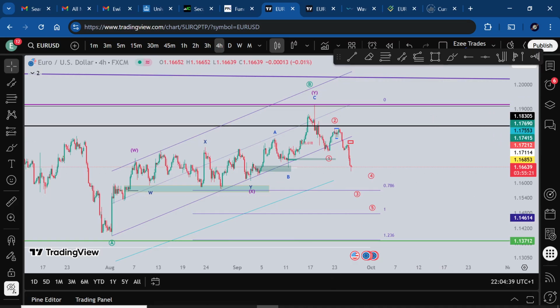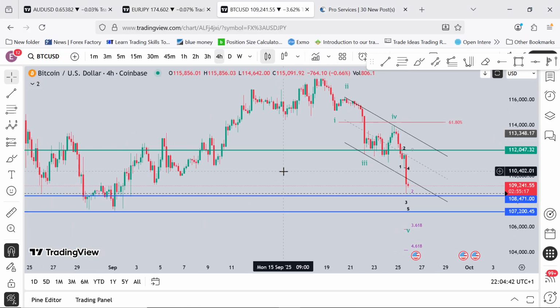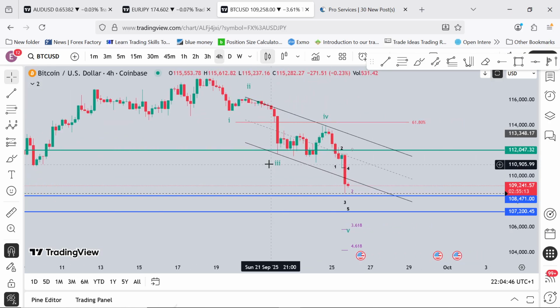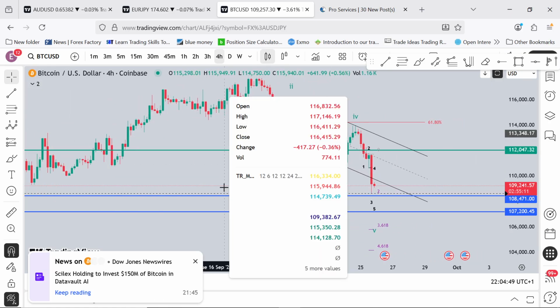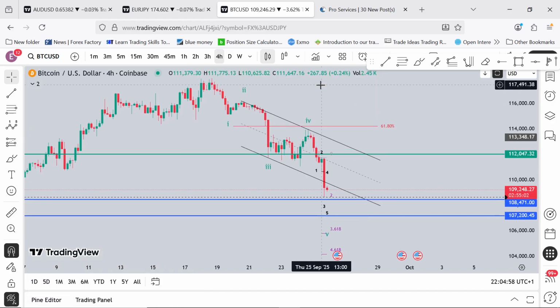Okay, actually, let's throw in Bitcoin. Bitcoin is the same thing. All of these things are doing the same thing. Okay, Bitcoin's coming down. We got 1, 2, 3, 4. 3 could have ended here or here. It doesn't really matter. 4, and then I'm counting the 5th wave. I'm waiting for this to end so I can buy it back up. You can see we've broken out of the channel. We've closed below, and we will continue.